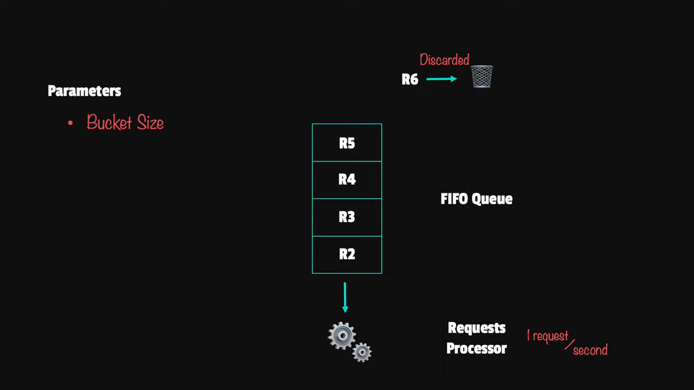This algorithm takes two parameters: bucket size. This parameter defines the number of maximum requests that can wait in the queue. Then, the process rate parameter specifies how many requests can be treated at a fixed rate, usually in seconds.